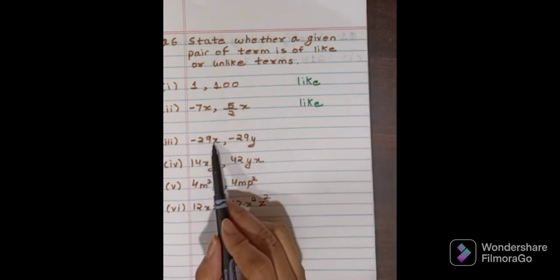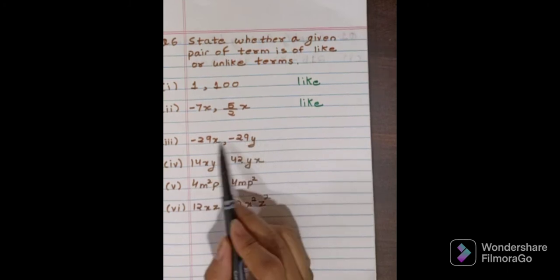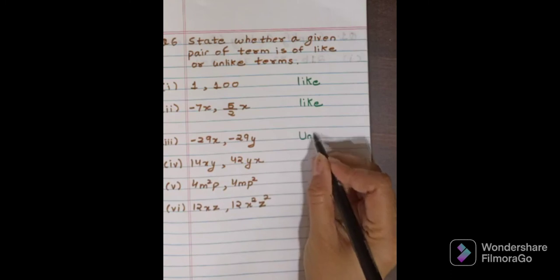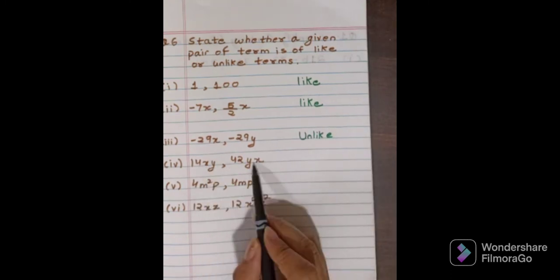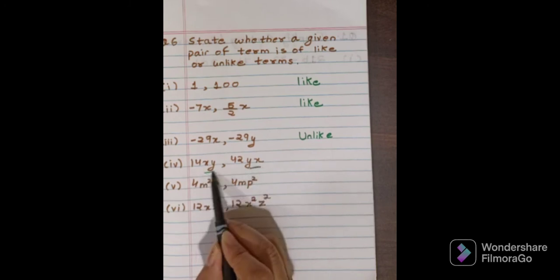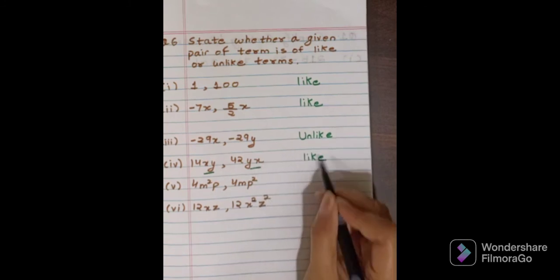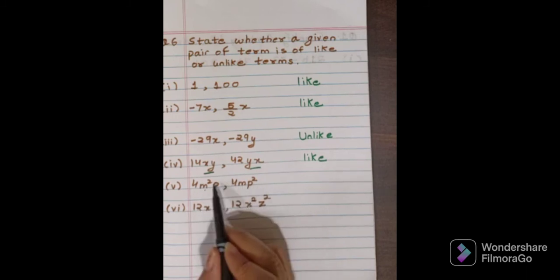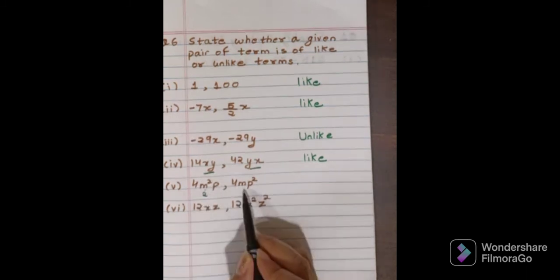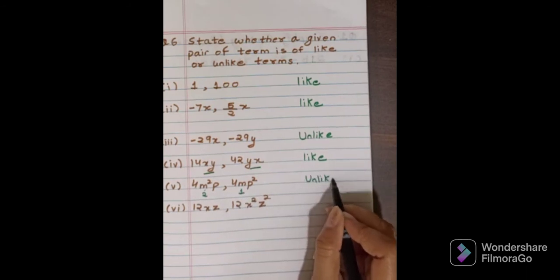Next, one variable is x and another is y. Both the variables are different. So they are unlike terms. Next, we have xy as a variable, or here we have yx as a variable. Students, note that x multiplied by y and y multiplied by x, both are the same. So these are like terms. Next is m square p, m p square. Both have m and p, but powers are different. Here m is power 2, here m is power 1. We cannot add them. So these are unlike terms.